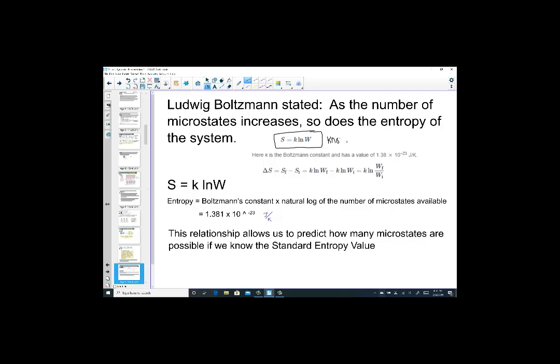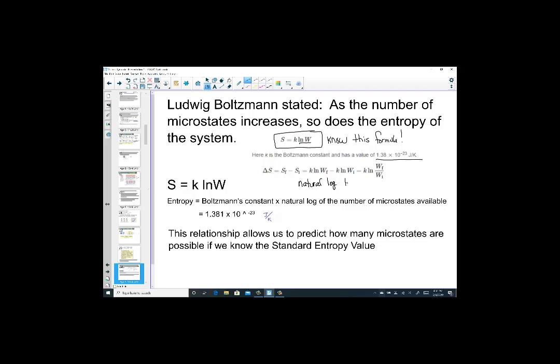Write this down and know this formula. Entropy is set equal to k, which is a constant. It's known as Boltzmann's constant, and it has a value of 1.38 times 10 to the negative 23rd power joules per Kelvin. I don't need to derive that. It would involve graphing. Then the natural log of the number of microstates.